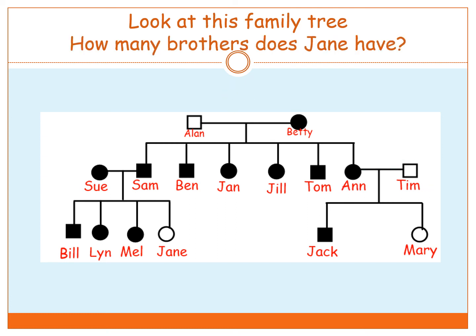The next question is, look at the family tree. How many brothers does Jane have? So again, pause the video and try to come up with the answer before I go over it. So the answer would be, first of all, we need to find Jane. And then we need to look for a square because we know that the squares are for the males. So the answer to this would be 1.